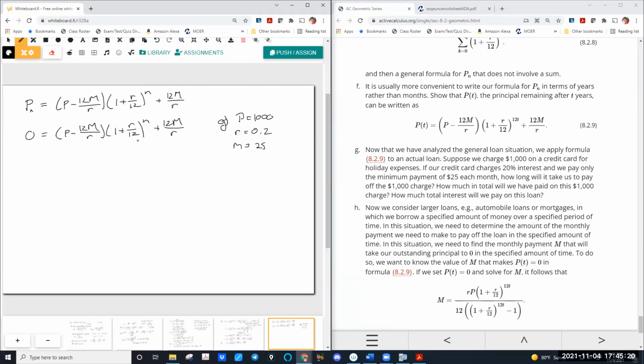So first thing you'll do is you'll subtract this guy over. So minus 12m over r equals p minus 12m over r times 1 plus r over 12 to the n.